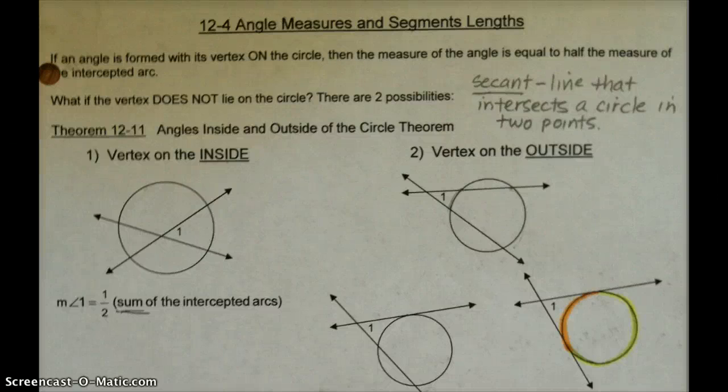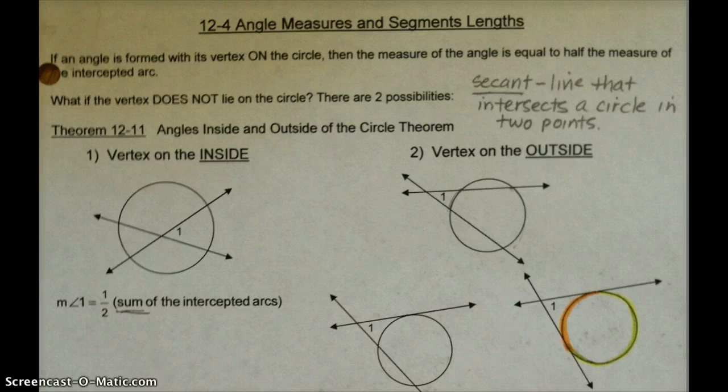Chapter 12, Section 4 is about angle measures and segment lengths. The first thing we're going to talk about is if an angle is formed with its vertex on the circle, then the measure of that angle is equal to half the measure of the intercepted arc. That's what we talked about last time in Section 12-3. So we had inscribed angles are 1/2 the measure of the intercepted arcs.